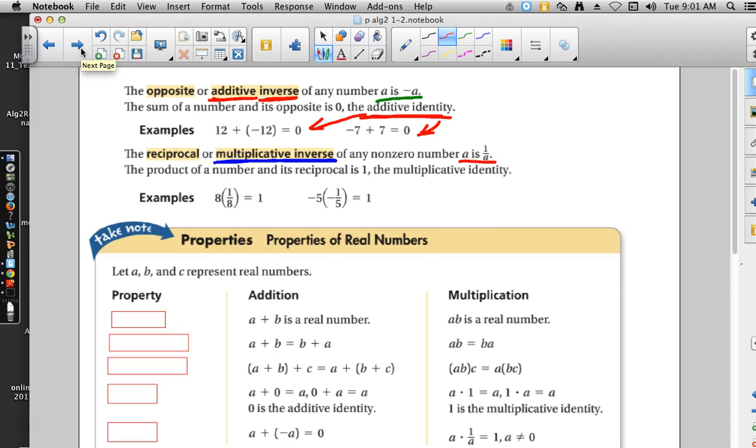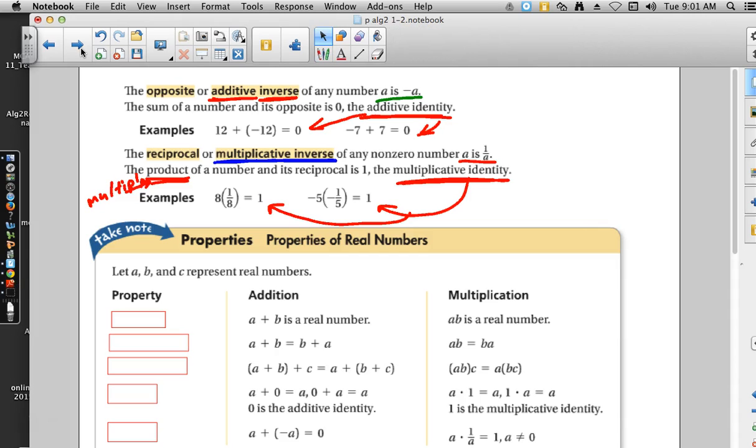The product of a number and its reciprocal will always be 1. So product means multiply. So when we multiply a number and its reciprocal together, we will always get 1. So the multiplicative identity is what we see here in these two examples. 8 times its reciprocal of 1/8 will give you 1. Negative 5 times its reciprocal of negative 1/5 will give you 1.